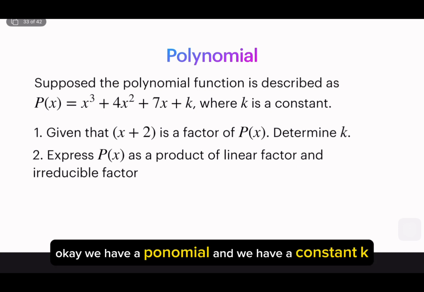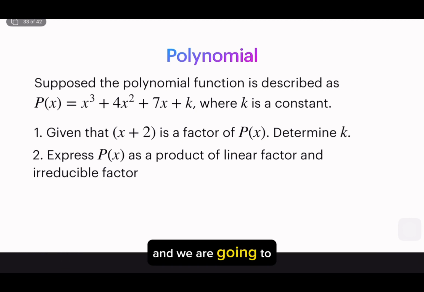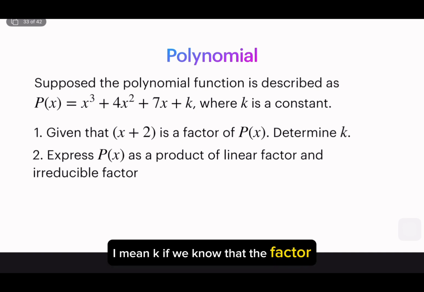Okay, we have a polynomial and we have a constant k, and we are going to determine k if we know that one of the factors is x plus 2.